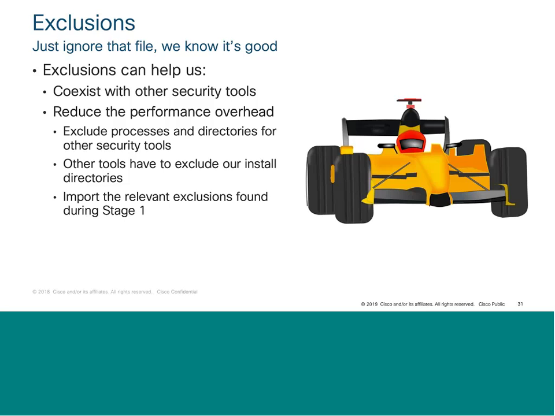So for example, if I'm running a compiler and I'm building software, I really don't want to be performing file system scans using AMP for Endpoints or any security product on the directories or the applications that I'm using for compiling that software. Why? Because compilers are extremely sensitive to timing.